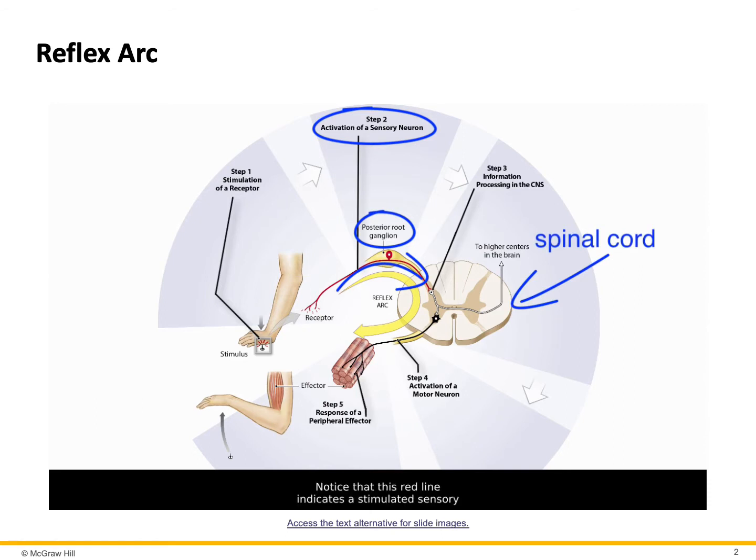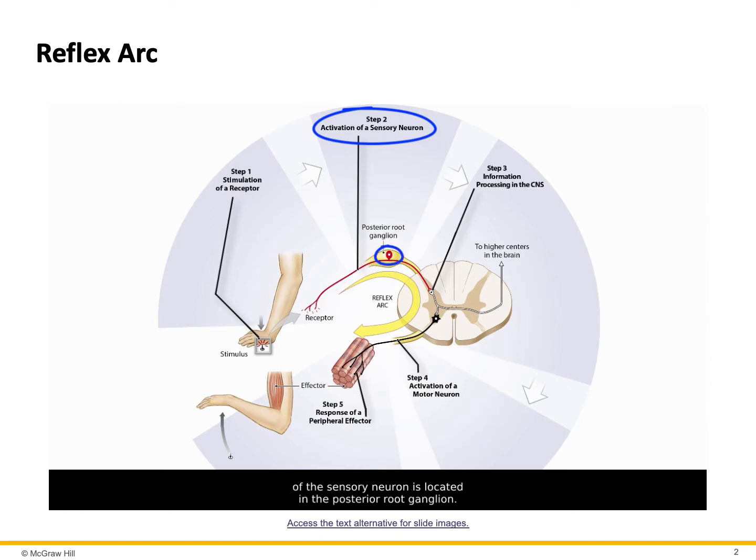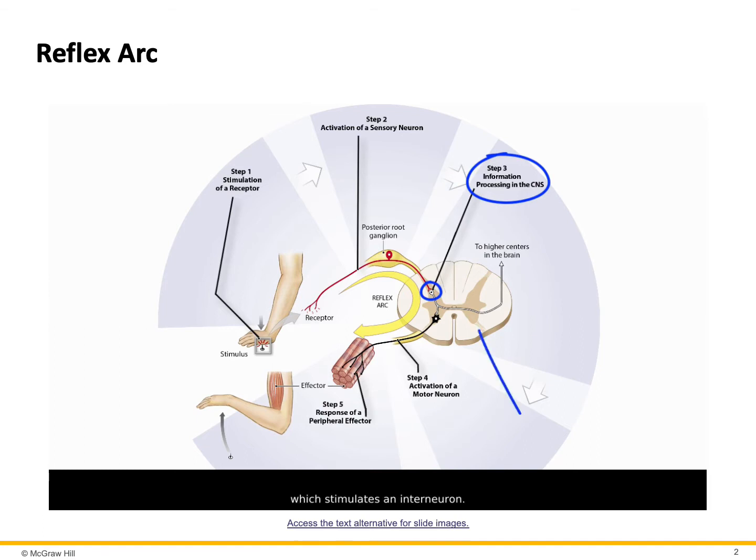Notice that this red line indicates a stimulated sensory neuron, and also notice here the cell body of the sensory neuron is located in the posterior root ganglion. Step 3. The information travels to your CNS for processing. Excitatory neurotransmitters are released by the sensory neuron, which stimulates an interneuron.